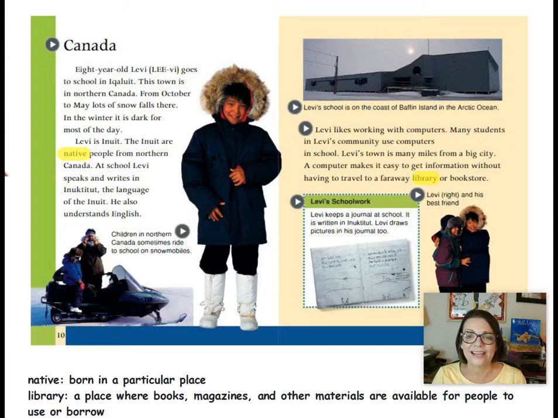He also understands English. And then I can see there is a picture down at the bottom, and there is some text beside it, and it says, children in northern Canada sometimes ride to school on snowmobiles. Then I can also see at the top we have another illustration, and there's some text underneath it, and that text says, Levi's school is on the coast of Baffin Island in the Arctic Ocean.